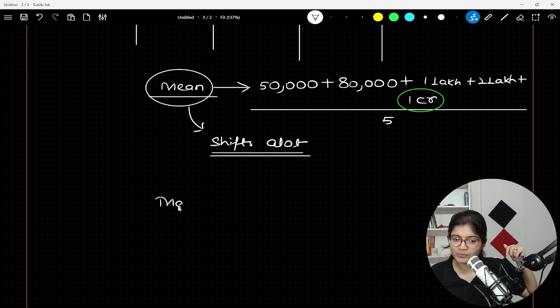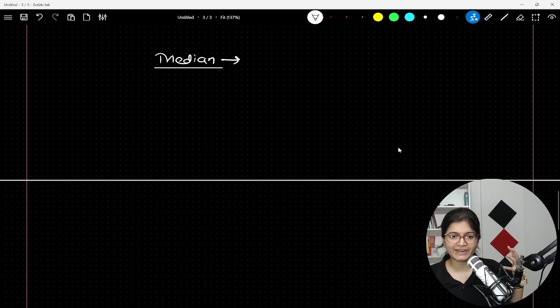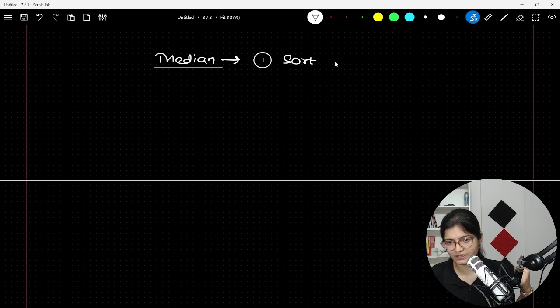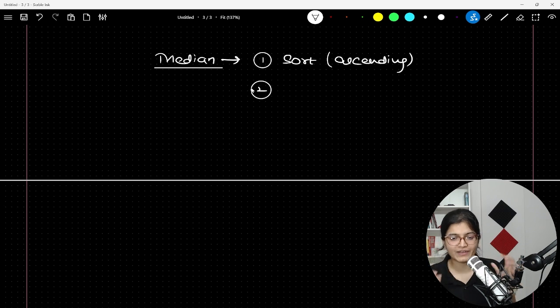Whereas if I go for median in that scenario, how do we evaluate it? If you remember, we first sort the data in ascending order, from lower to higher, and after that we pick the middle value. If the number of values is odd, we take the middle value. If it is even, we take the average of the two numbers in the middle.